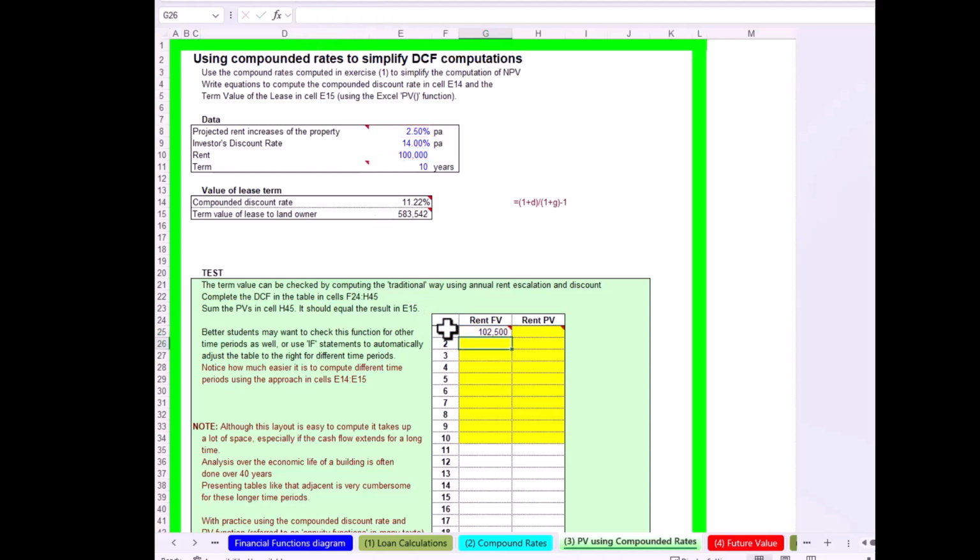That gives me $102,000. The present value of that is going to equal the future value divided by 1 plus the discount rate, absolute, close brackets, raised to the year number. And so that means that at the end of the first year I receive $102,000. That's only worth $89,900 to me in present value terms.